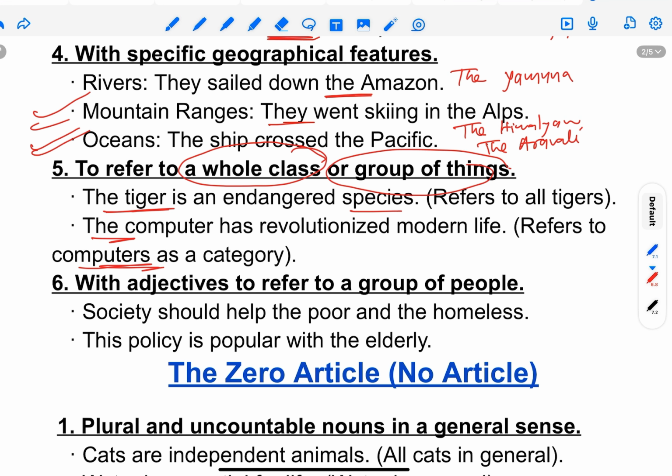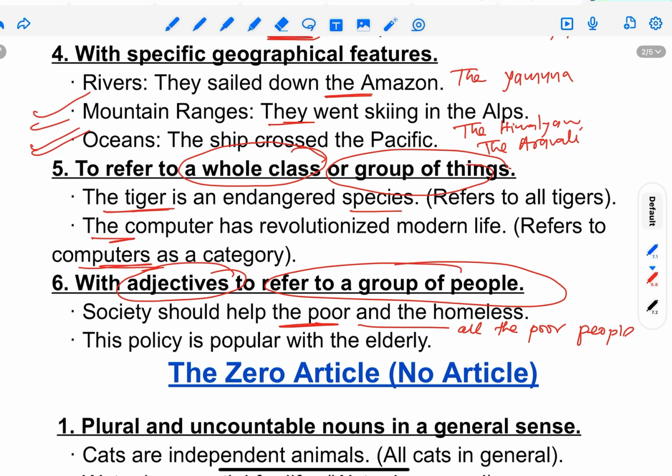"The" is also used with adjectives to refer to a group of people. For example, "Society should help the poor." The poor here means all the poor people. The homeless means all the homeless people who do not have homes. "This policy is popular with the elderly" means all the elder people. The rich, the poor, the blind, the black, the white: it refers to all the people of a group.